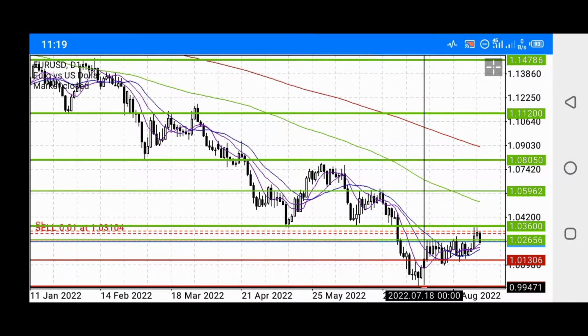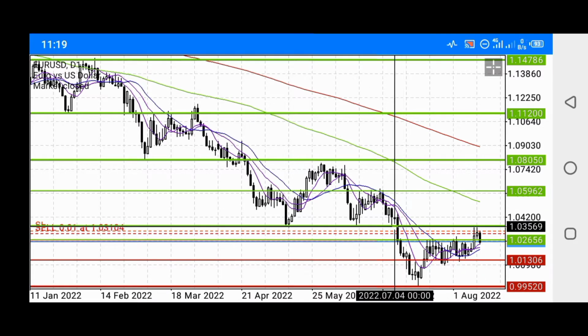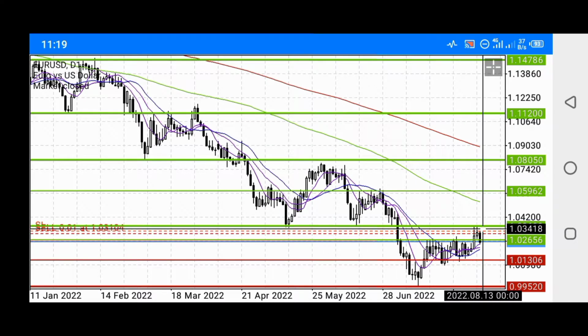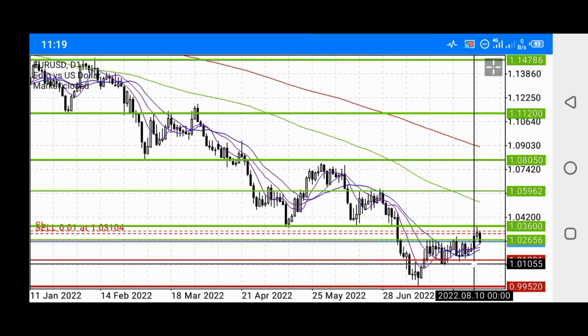So this rejected price, and price went up to this point, as you can see. So this level, if you come back to this period, you can see that this level was the support level during this period, and as you can see, it stands as a resistance level for EURUSD currently, and it has rejected price, and price is likely to fall all the way down to this point.